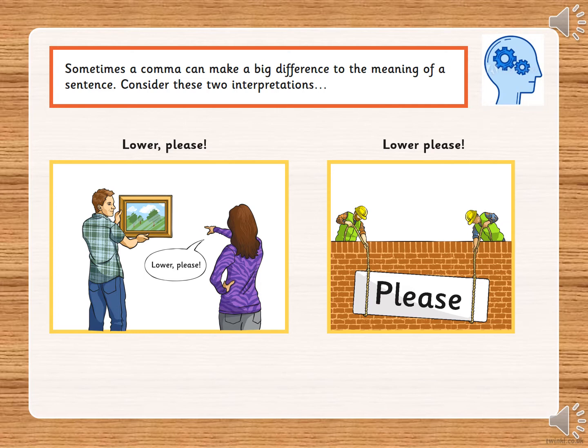In the left-hand picture, the woman is asking the man to lower the picture. She uses a comma to then say, "Please," to be polite. Lower, please. However, in the right-hand picture, the 2 builders are lowering the word please. Lower please.